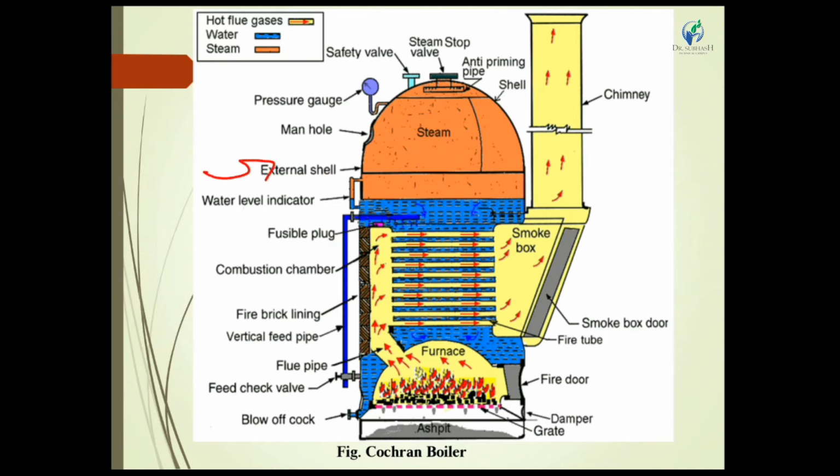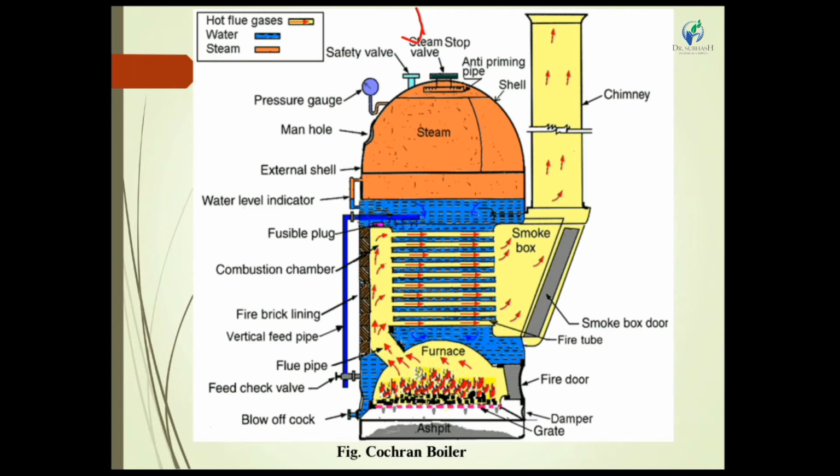External shell. This is the external shell where we have to collect the steam. The manhole is provided for cleaning the boiler at maintenance time. Pressure gauge, to know the pressure inside the boiler, how much pressure is operating inside the boiler.